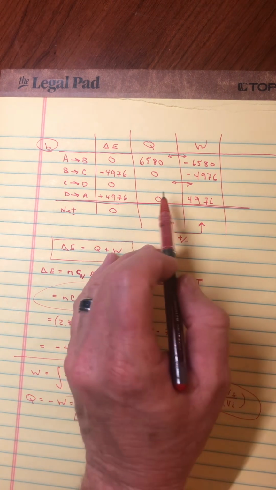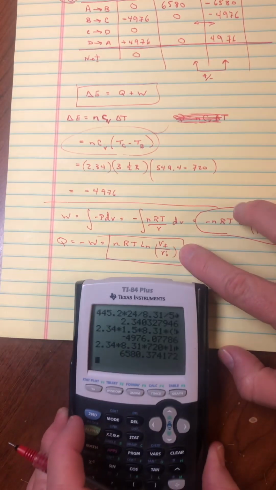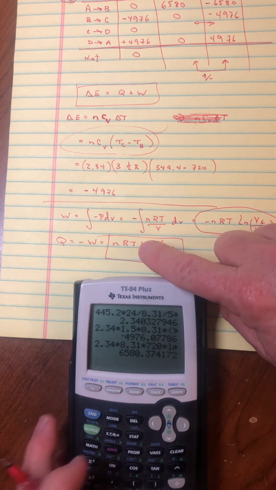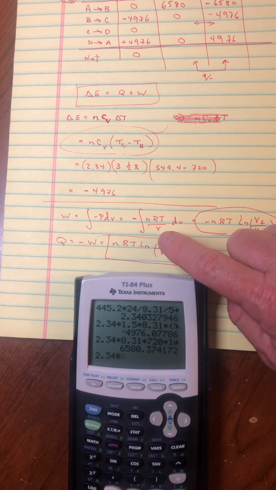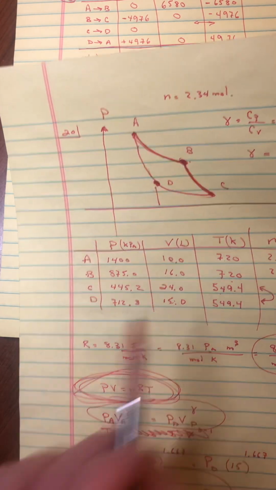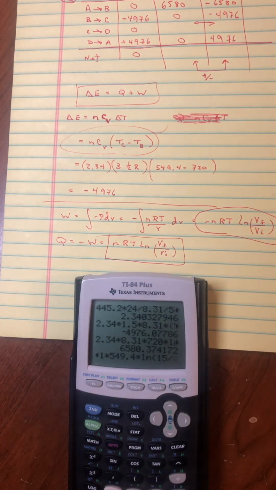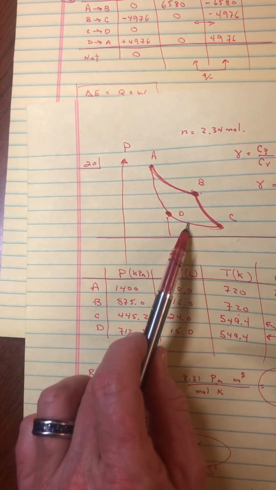Okay. And then so over here, we can do kind of the same thing. Let me apply this same equation for the C to D process. So 2.34 times 8.31. The temperature on the C to D was that 549.4. And then it would be a natural log of the volume at D. So that would be 15 liters over the volume at C, which is 24. Notice that ratio is less than 1. That's how we're going to get then a negative here. So that makes sense. From C to D, we're taking thermal energy out of it.